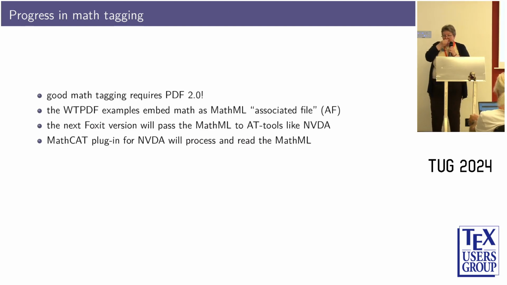Now the last topic is the progress in math tagging. Math is really difficult because PDF 1.7 and UA1 actually have no idea about math. There is a formula tag that puts everything around it, and inside there's a black box. They do not know what to do with math. PDF 2.0 changed this because PDF 2.0 has a MathML namespace and so at least in theory knows something about MathML, and second, it has the option to attach small files to a structure.